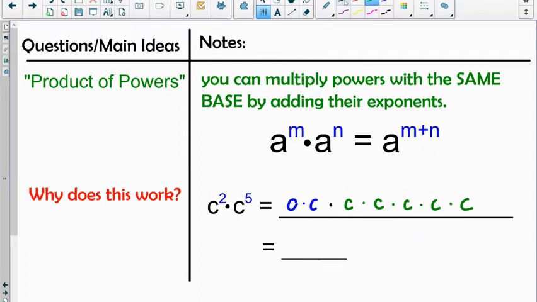And if we wanted to write our solution, our simplified form, all we have to do is figure out how many c's were being multiplied together. So we just count them. 1, 2, 3, 4, 5, 6, 7. C to the seventh power. Now, we don't like having to count those one at a time. Instead, look at the relationship between the exponents. We had two of the factors in the first power and 5 of the factors in the second power. So altogether, there were 7 c's that we multiplied together.